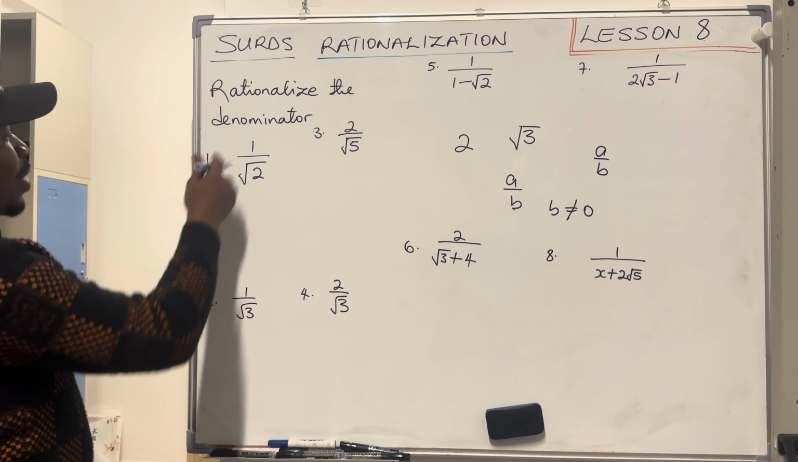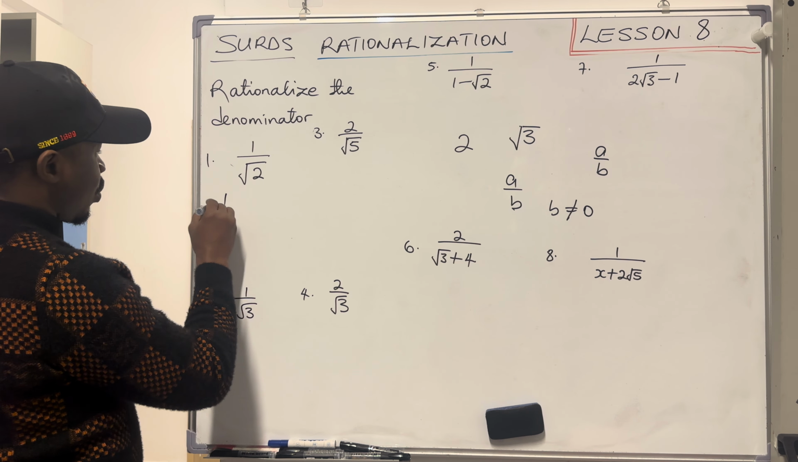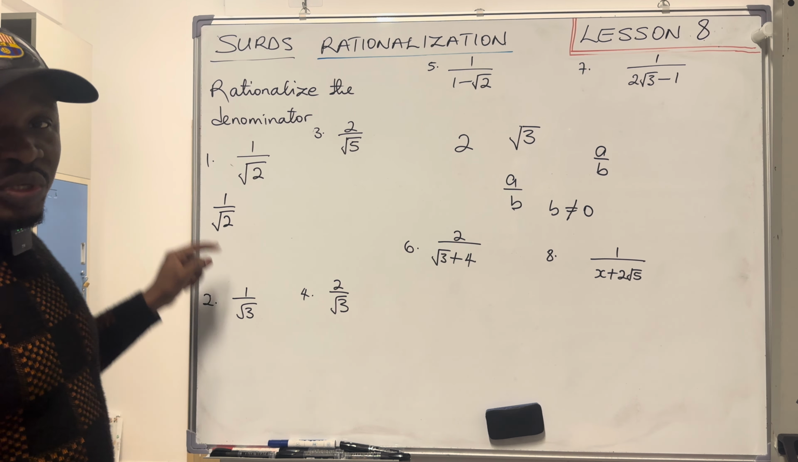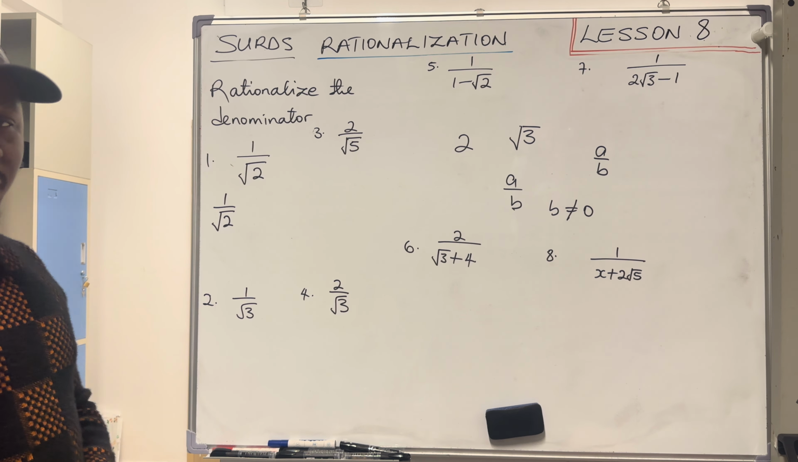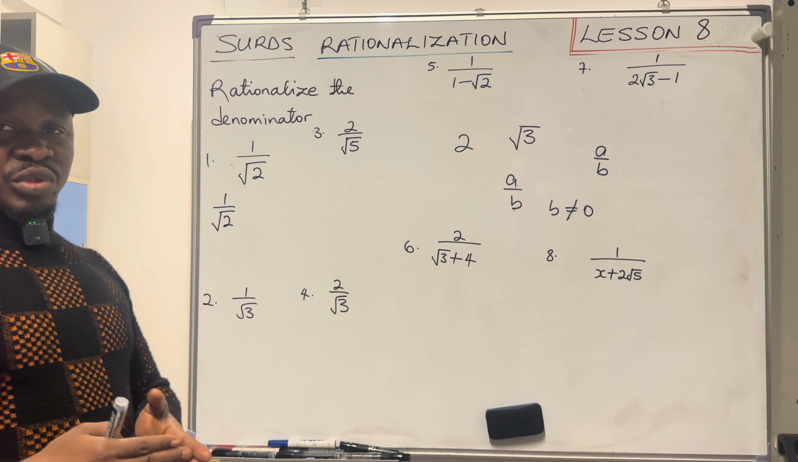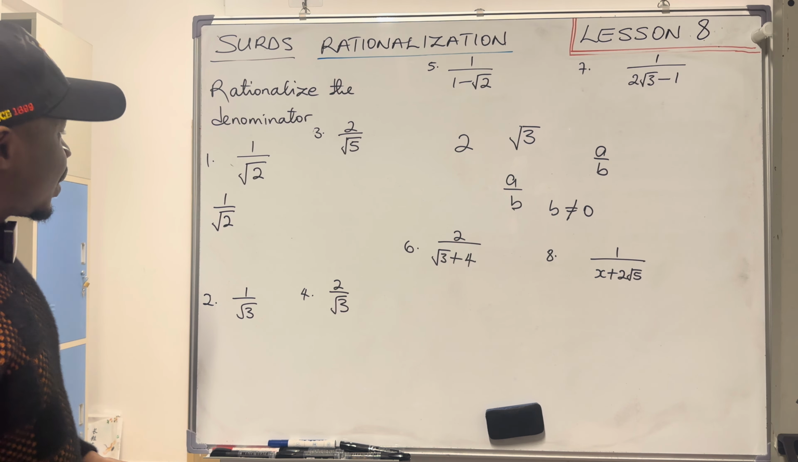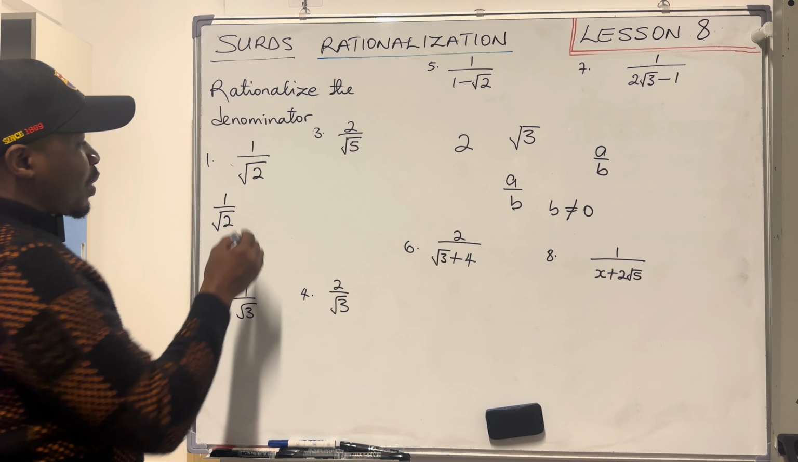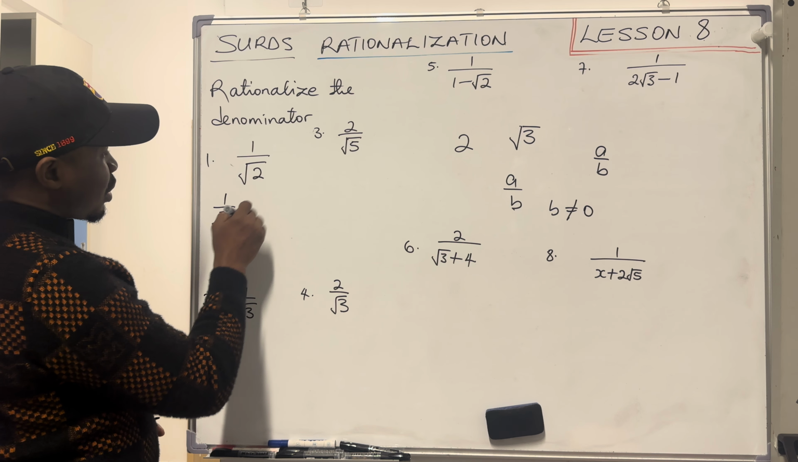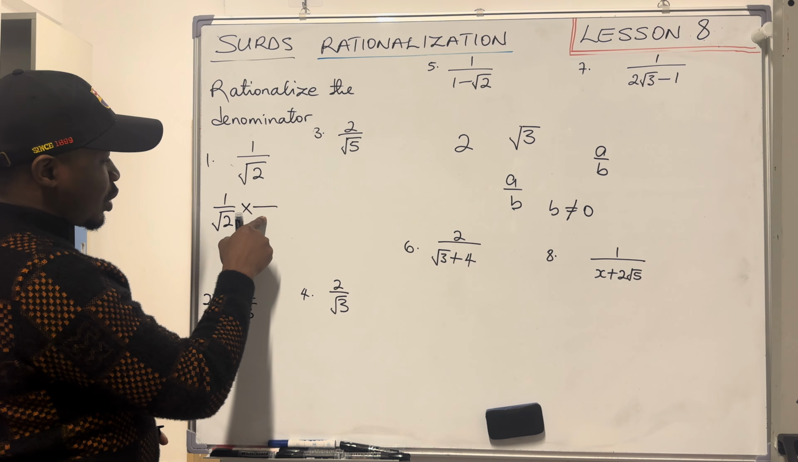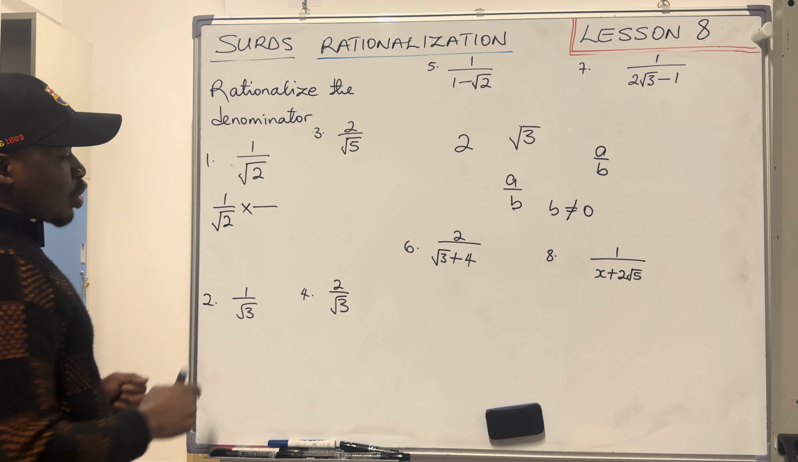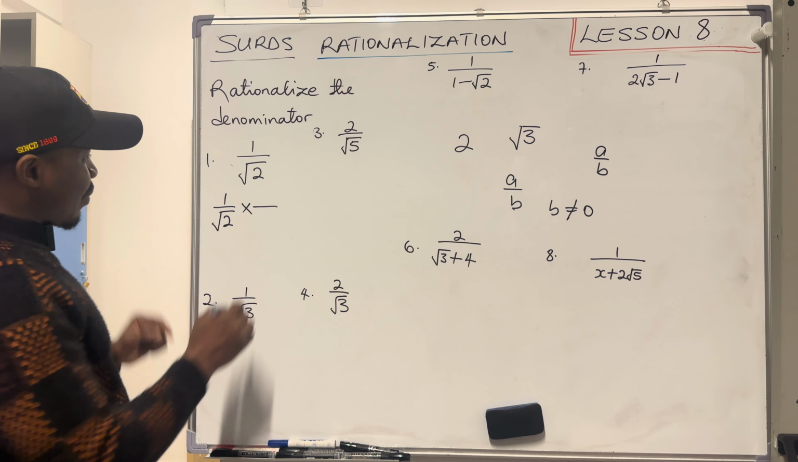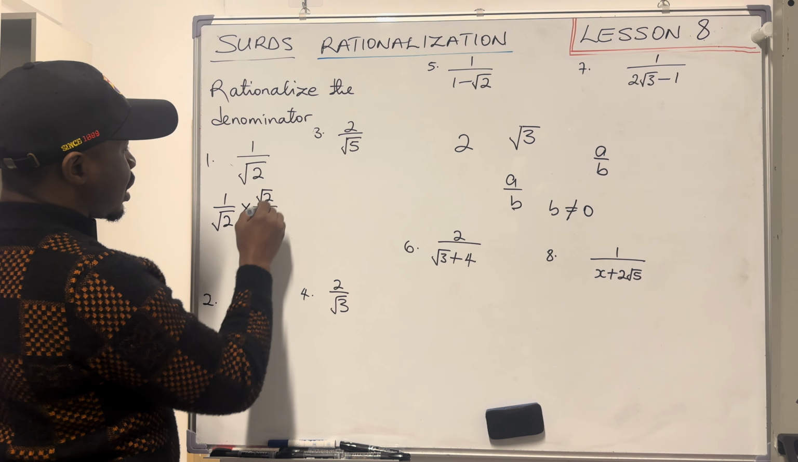Now we have 1 over root 2. We want to rationalize the denominator because the denominator is an irrational number. It's a surd. Mind you, surd is just another way to say irrational number. For us to rationalize the denominator, the only thing we do is multiply both the numerator and the denominator by the denominator, supposing the denominator is just a single term and not an expression. So we have here root 2, so we say root 2 times root 2.